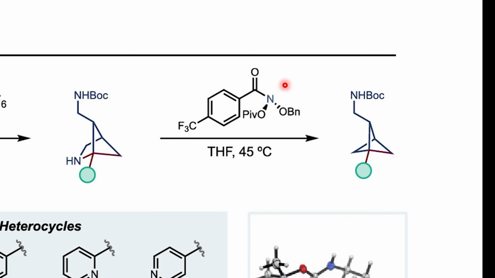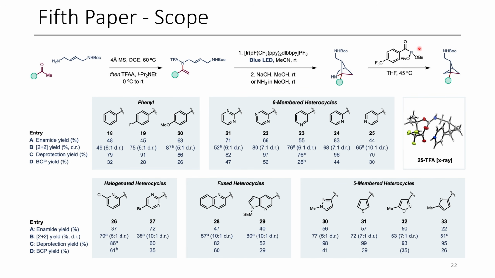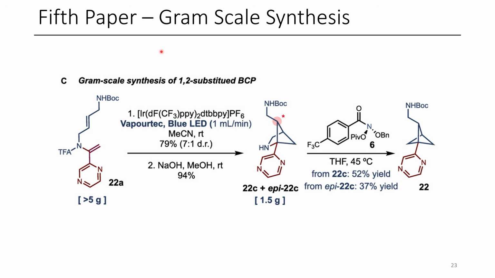This is the structure of Levin's reagent. If you haven't seen it before, we've talked about it a couple times on the channel previously, and this is one of the contemporary reagents used for nitrogen deletion strategies. In addition, the authors demonstrated a gram scale sequence starting with 5 grams of this precursor, which were ultimately converted into 22 as well as Epi22.